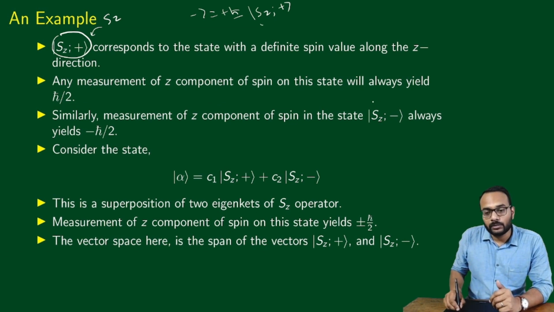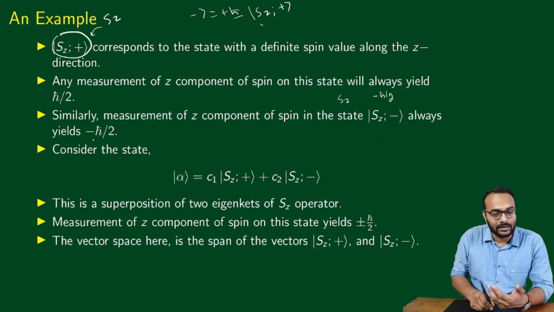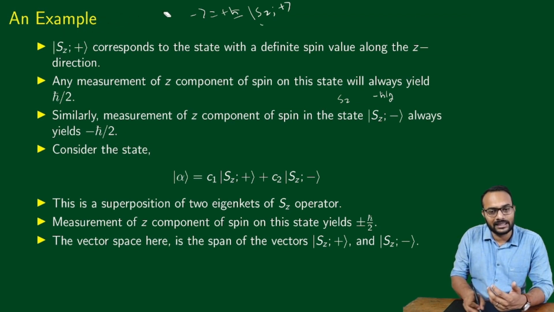Similarly, this state Sz minus is an eigenvector of Sz with eigenvalue minus h cross by 2. So if this is the physical state, any measurement of Sz on this state will always yield minus h cross by 2. So these are two possible states for the system.